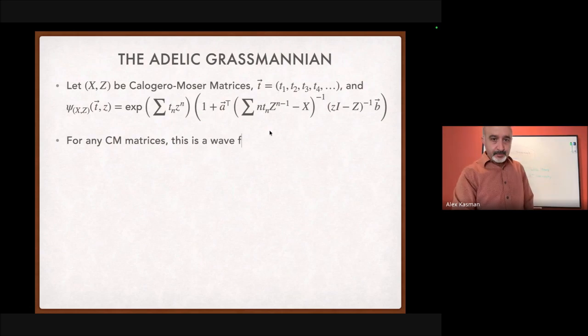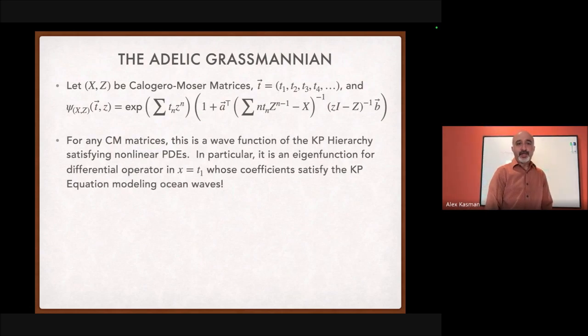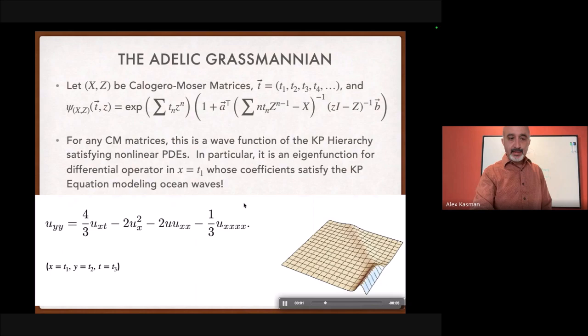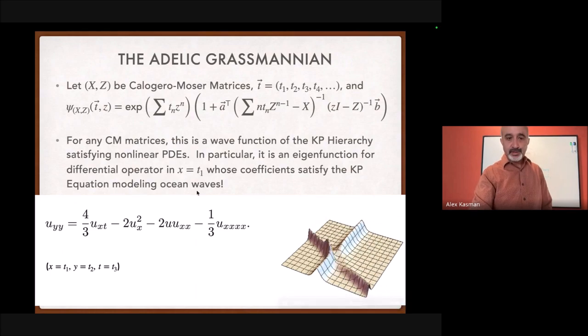This is what's called a wave function of the KP hierarchy. So this is what I grew up on. This is stuff I worked on for many years. You don't need to understand too many details about it. I guess what I want to convince you is that this comes from mathematical physics of waves. We call it a wave function. It's an eigenfunction for a differential operator in t1 that's called the Lax operator. And the coefficients of that Lax operator satisfy this nonlinear partial differential equation. It's a necessary consequence of coming from here.